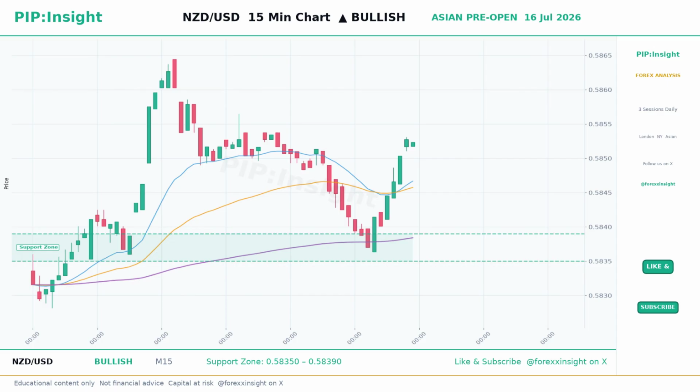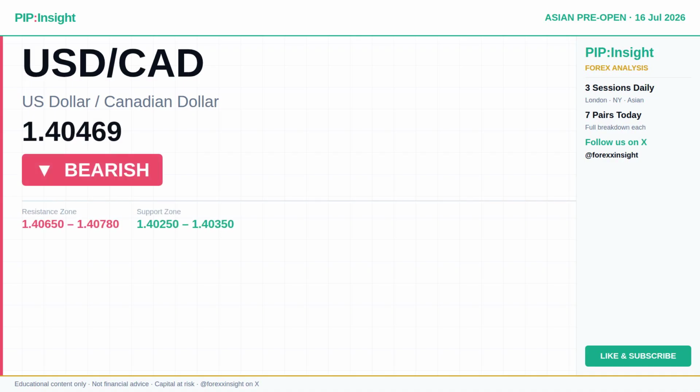Dollar Canada. The chart is showing bearish structure on this session. The 4-hour trend is to the downside and the 1 hour is also pointing lower. Resistance is marked between 1.4065 and 1.4078. Support is marked between 1.4025 and 1.4035. Here is the full chart breakdown.